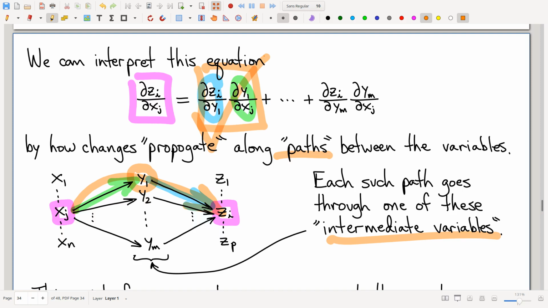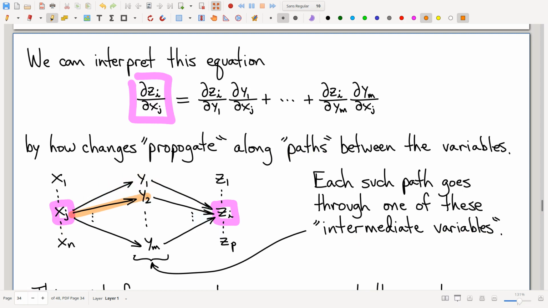And then you can make an analogous argument for all the other paths. So through y2, there will be a term here that'll account for the fact that that partial derivative magnifies changes, and then that partial derivative magnifies changes. And then likewise through y3 and through y4, etc. And then finally at the end through ym. Does that all make sense?